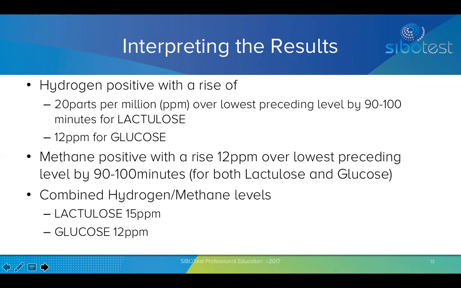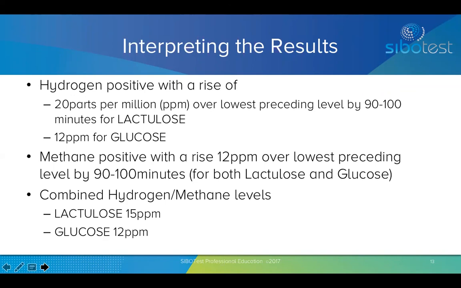Methane is positive with a rise of 12 parts per million over the lowest preceding level by 90 to 100 minutes for both lactulose and glucose. And for the combined hydrogen and methane levels, lactulose is 15 parts per million and glucose is 12 parts per million.